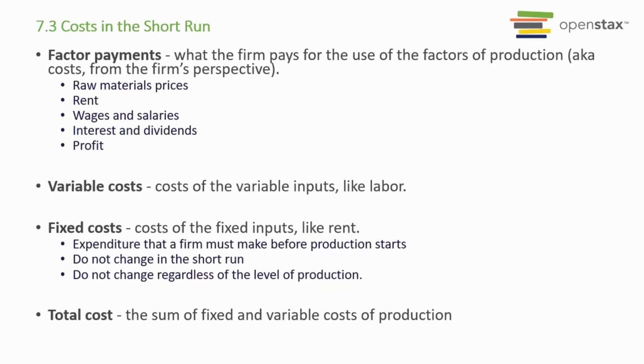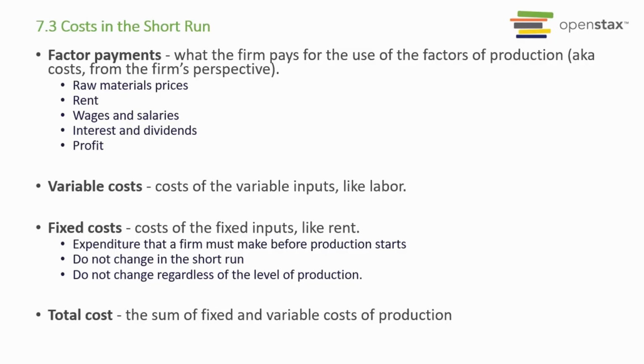And so remember again that for each area of production, which is an input, there's an associated factor payment. Factor payments are what the firm would pay for the use of the factors of production, aka costs from the firm's perspective. So again, raw material prices, rent, wages and salaries, interest and dividends, and profit. Okay, so we now have all the information necessary in order to determine the firm's cost.